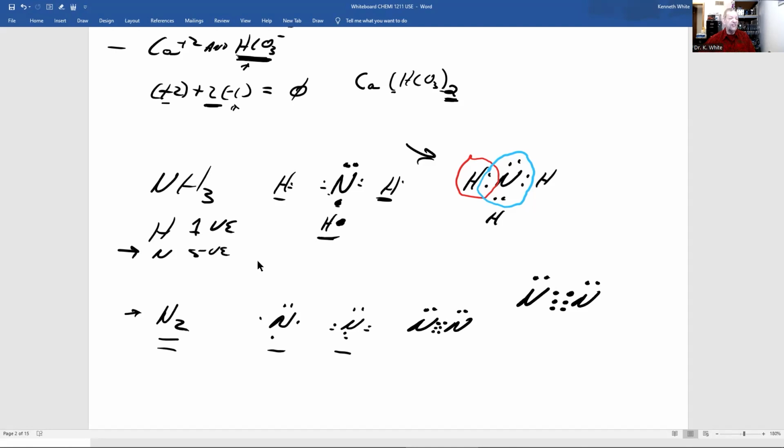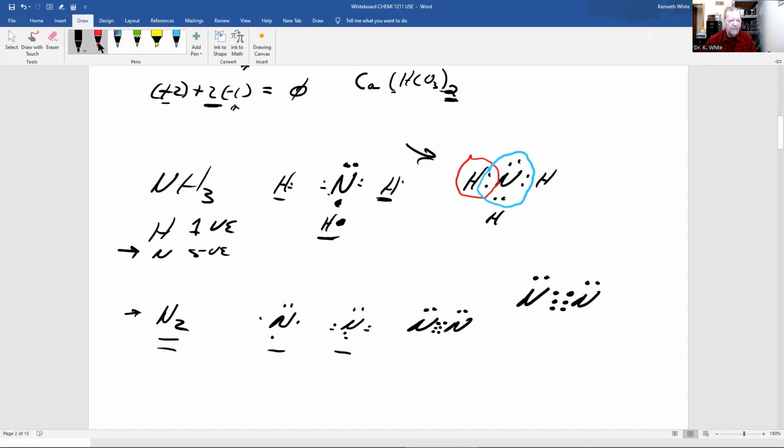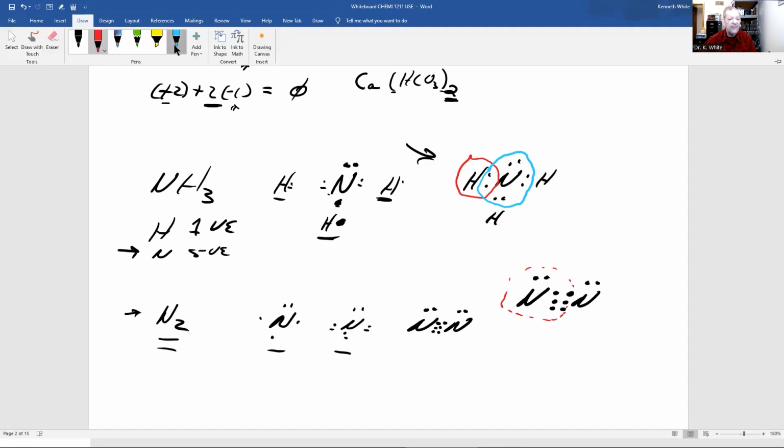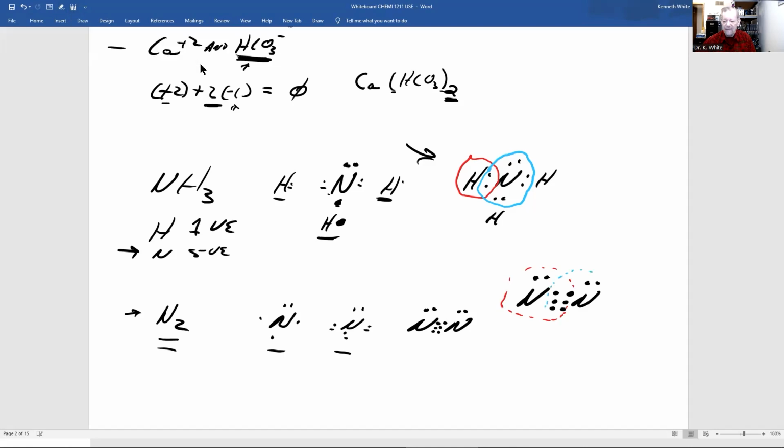Let's check, does each nitrogen have an octet? Well, this one has 2, 4, 6, 8. Yes. And we'll look at the other nitrogen. That has 2, 4, 6, 8. And guess what? We're done.